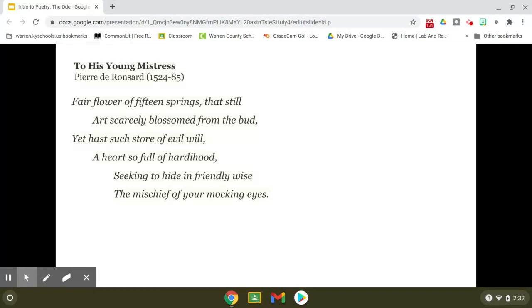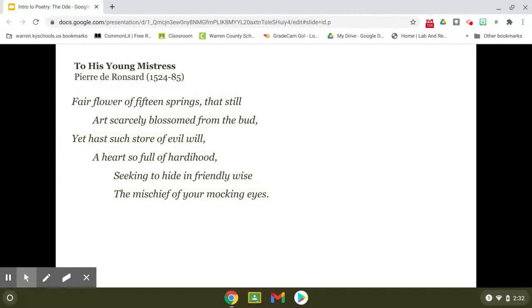Fair flower of 15 springs, that still art scarcely blossomed from the bud, yet hast such store of evil will, a heart so full of hardihood, seeking to hide in friendly wise the mischief of your mocking eyes.